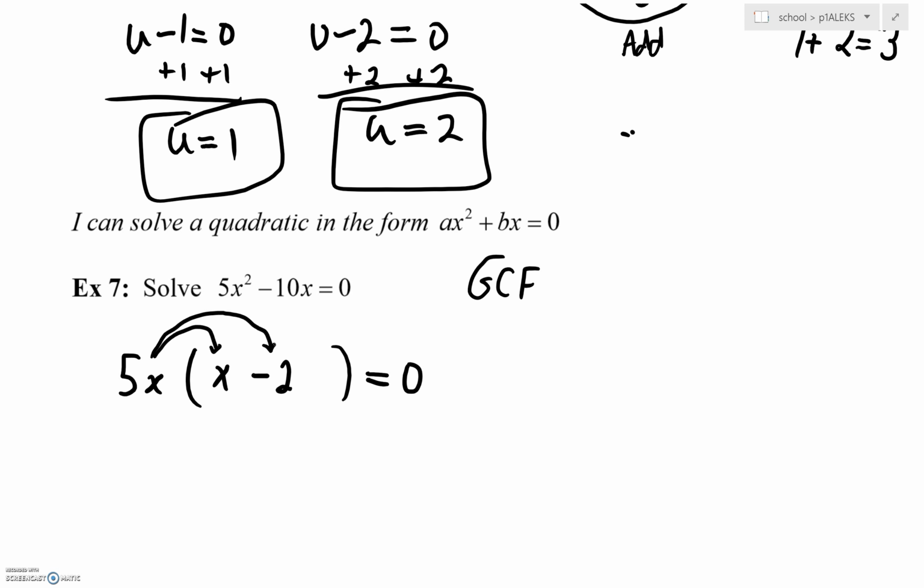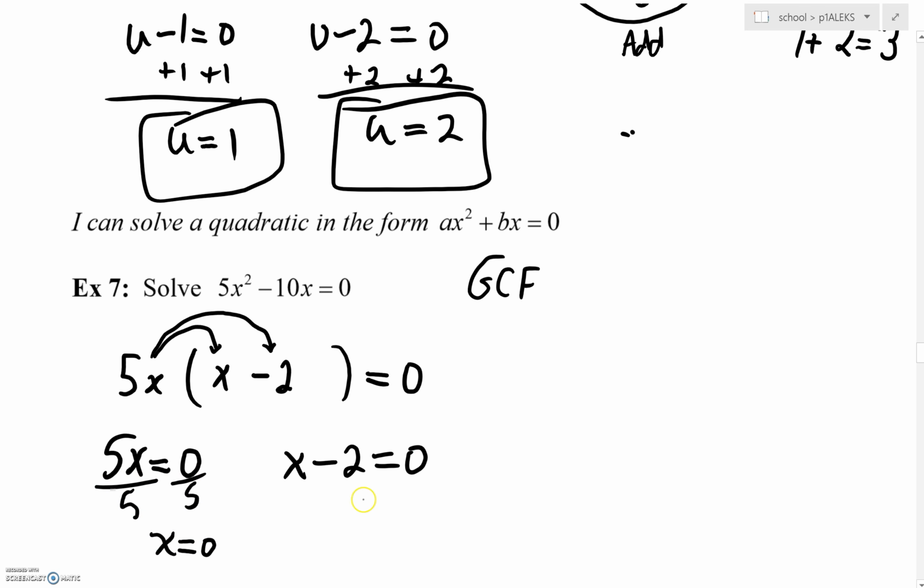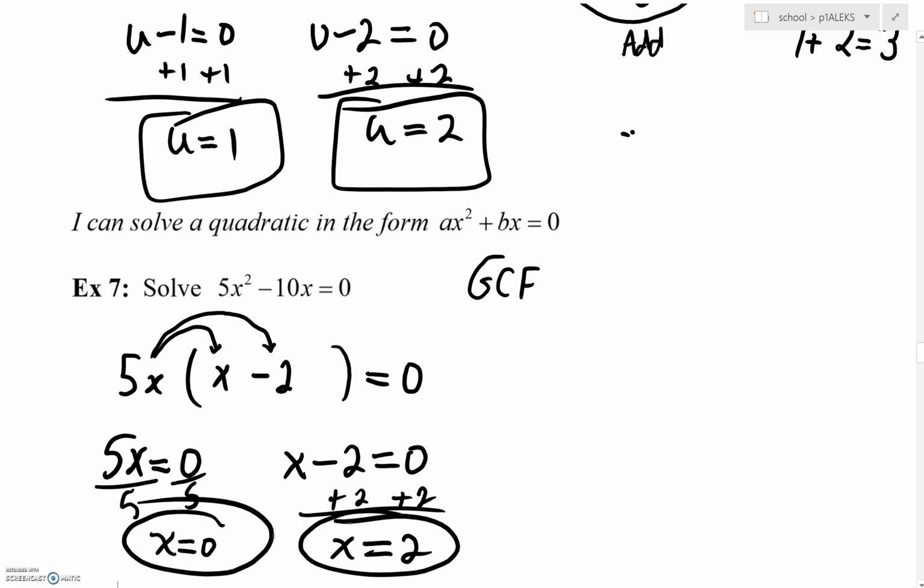Well, we're not done. We actually are going to set each of these groupings equal to 0, just like we've been doing up above. Here I divide by 5, I'll get x equals 0. Here I'll add a 2, and I'll get x is equal to 2. So here are your two answers, and that wraps up 5.3.